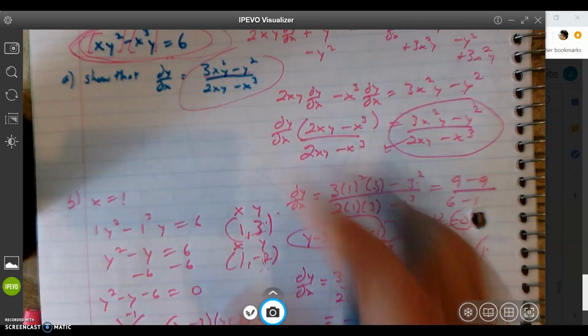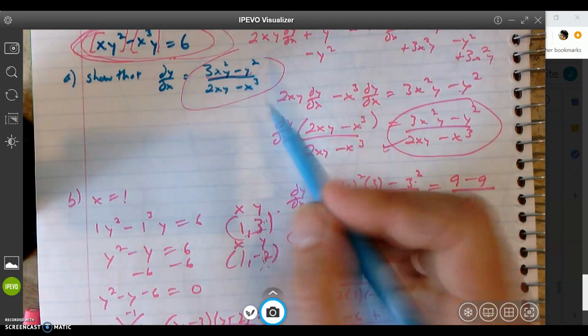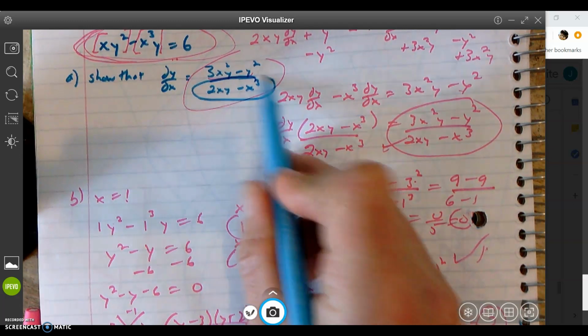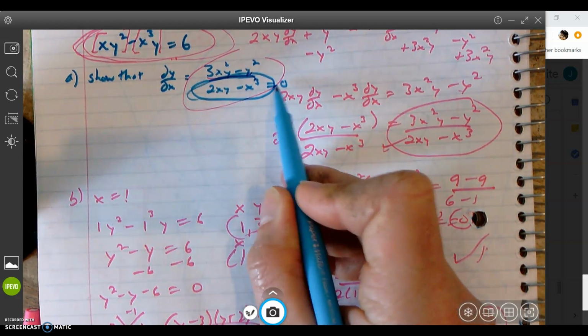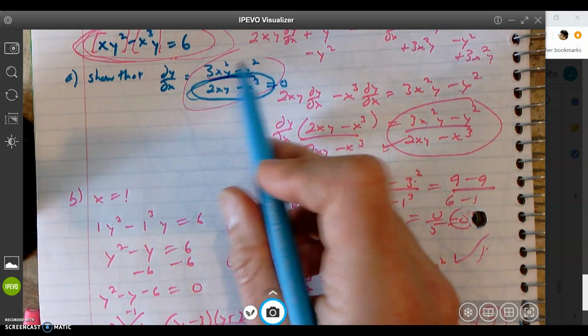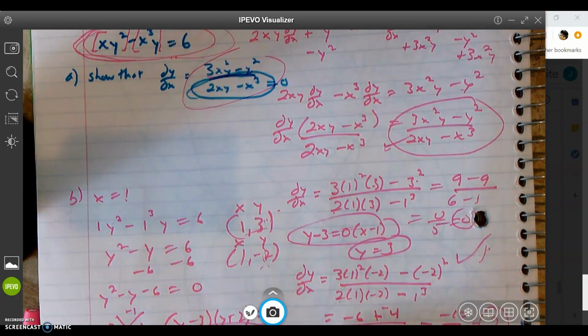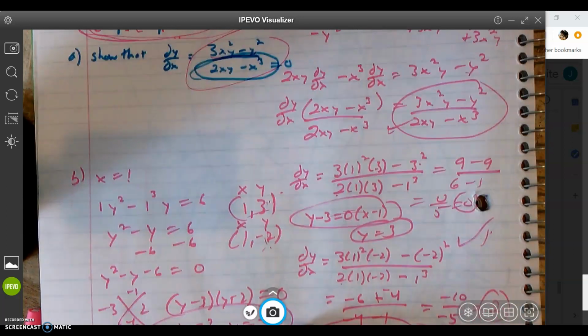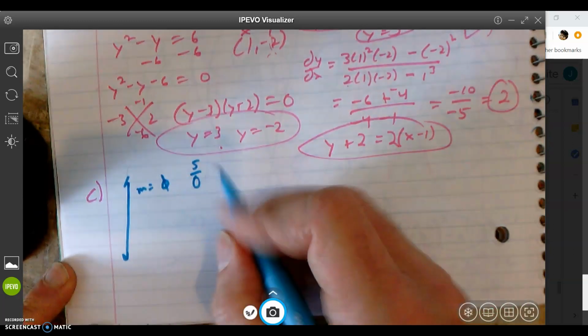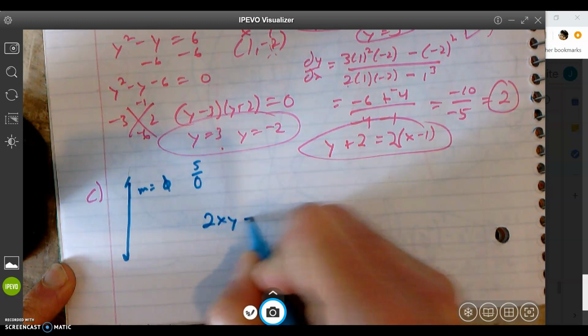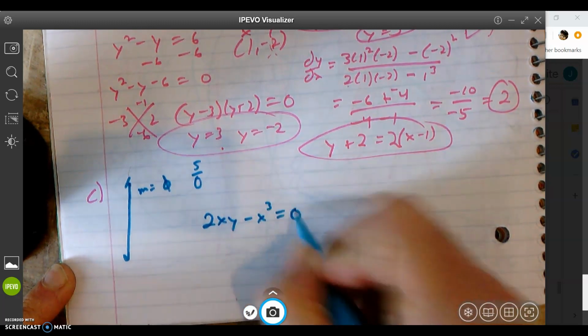So I'm looking here. This is my slope, right? So this part has to equal 0. It doesn't matter what the numerator is. It's just the bottom has to equal 0 for you to have a vertical tangent line. So that would mean that 2xy minus x to the third equals 0.